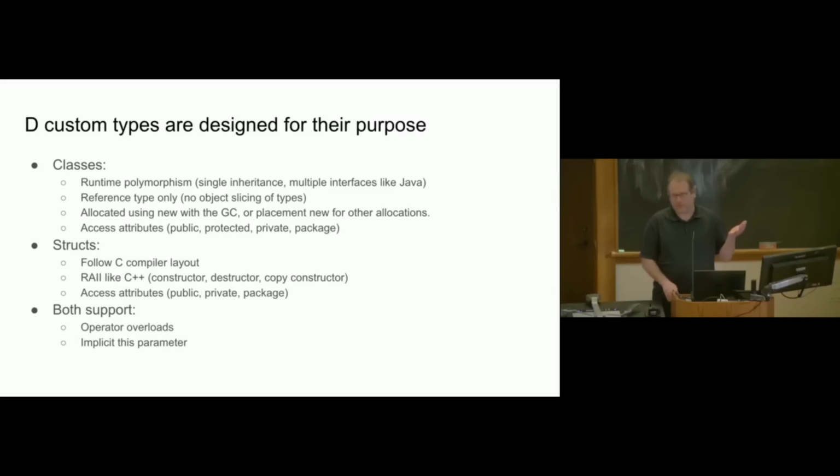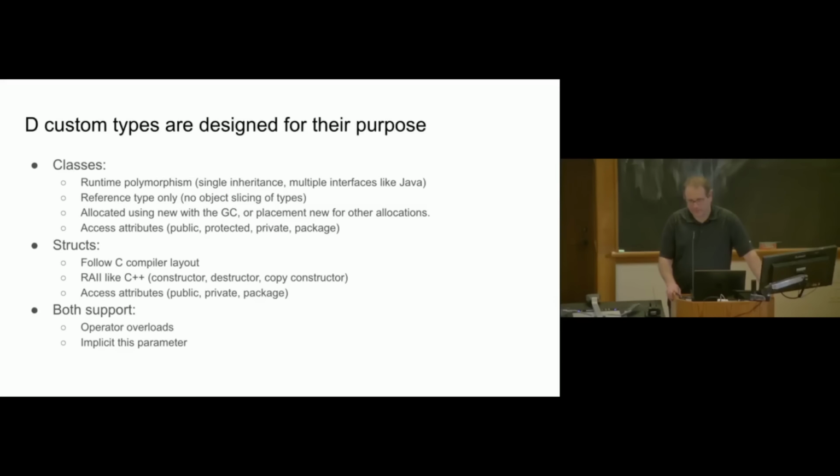Custom types are designed for their purpose. So we have classes which use runtime polymorphism, kind of like Java interfaces and base classes. They're always reference types, so there's no object slicing. They're usually allocated with the GC, or you can allocate them other ways, but for the most part, the GC is what you use there. And both types have protection attributes that allow you to define who can access the symbols inside them.